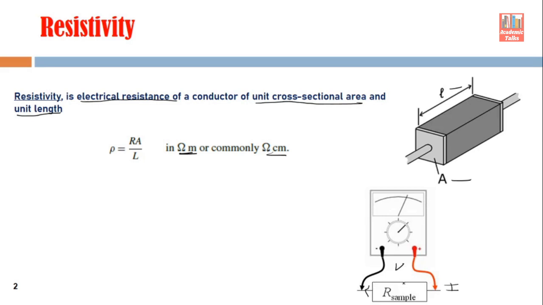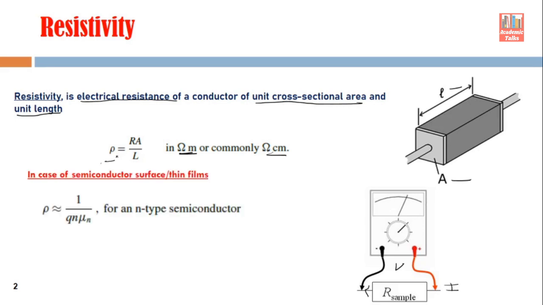And once we know the resistance, then from this equation we can put the value R here. We should also know the actual dimensions of this conductor, so its cross-sectional area and its length. That way it is possible to find out the resistivity.